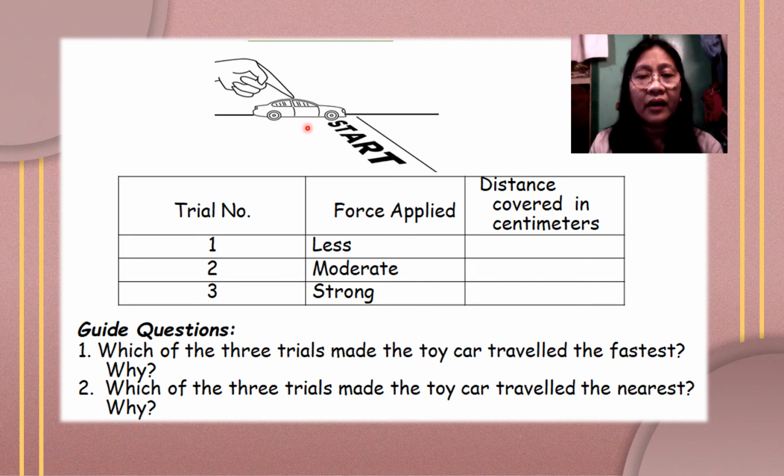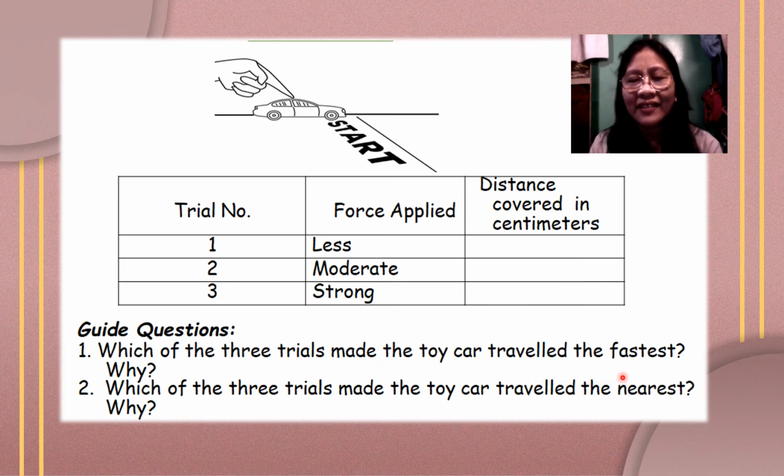Okay, so here's the toy car. So this is the starting point. So you're going to complete this table with 3 columns. For column 1, you have 3 trials. For column 2, the different forces applied to the toy car. And then for column 3, the measure of the toy car traveled upon applying the force.